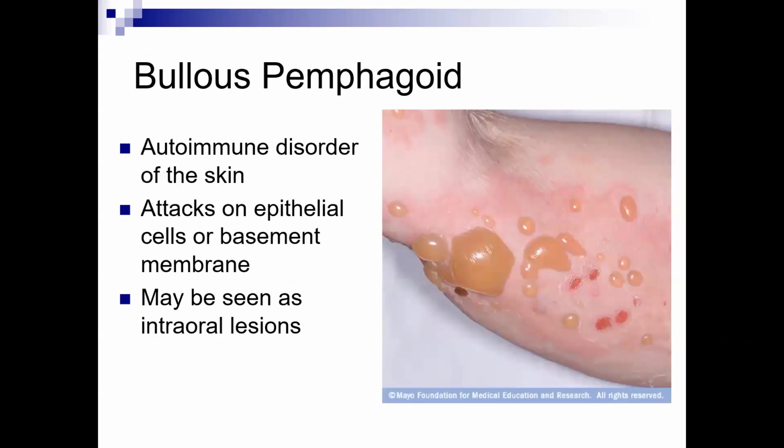We have bullous pemphigoid. So this is an autoimmune disorder of the skin. You can see here it attacks the epithelial cells or the basement membrane. It may also be seen as intraoral lesions, but you can see it kind of gives a really blistered vesicle look on the skin.